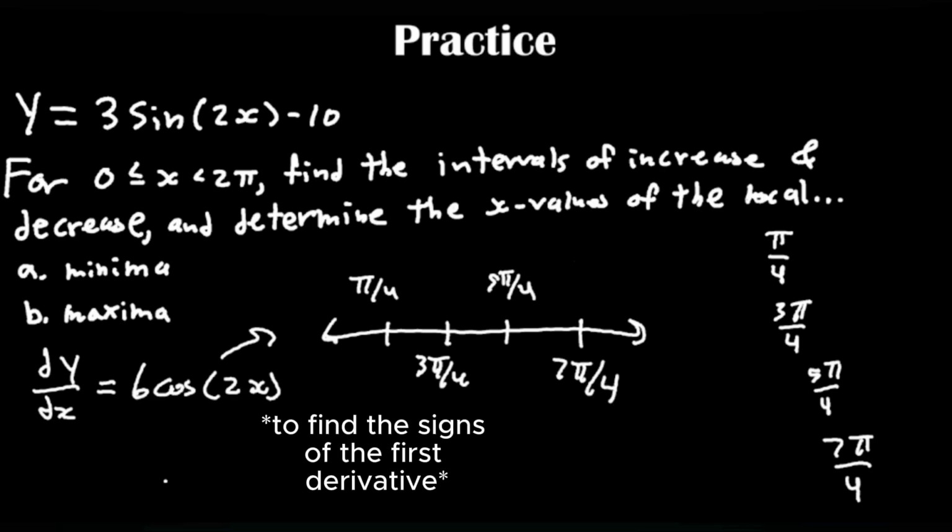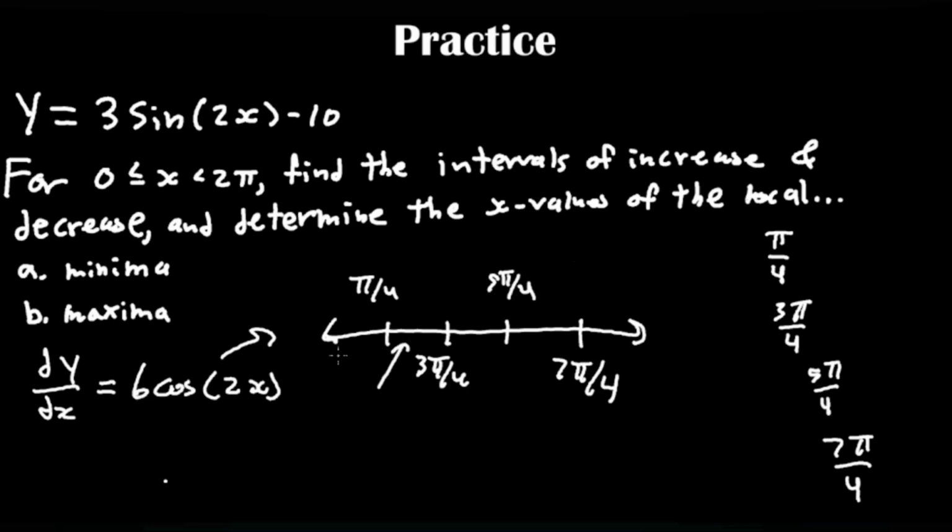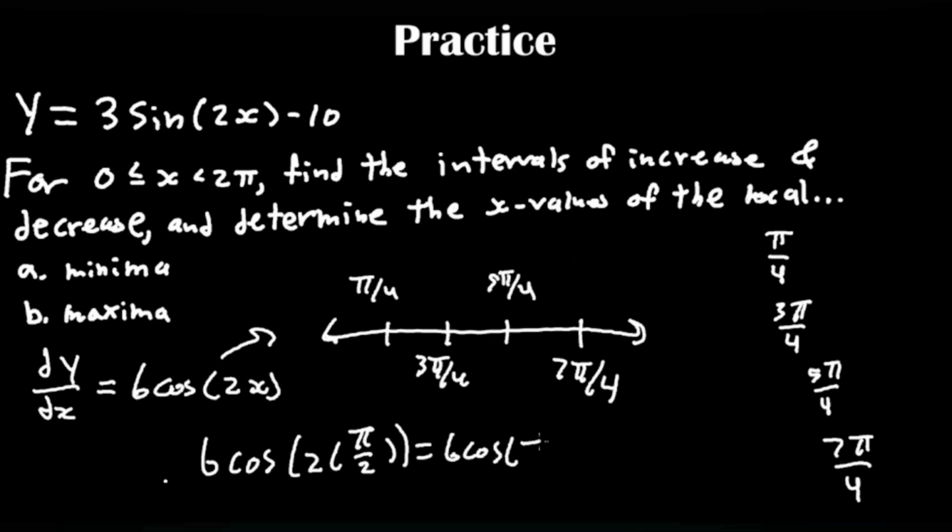Alright, to do this, let's plug in a test point right here. You'll see once we plug in one test point, it'll become really easy to find out the signs of the derivative for the other intervals. So we have pi over 4 and 3 pi over 4. Something between that is 2 pi over 4, but that's the same thing as pi over 2. So let's plug pi over 2 into our derivative. 6 cosine of 2 times pi over 2. That's 6 cosine of pi. Cosine of pi is just negative 1, so this is negative 6. So this is negative, meaning that our function is decreasing for x values between pi over 4 and 3 pi over 4.